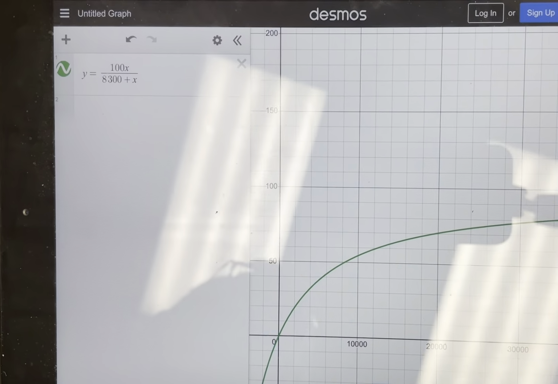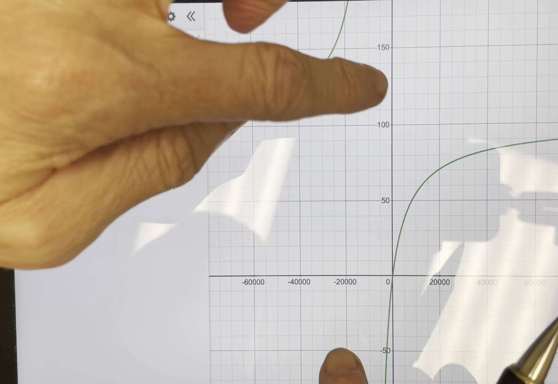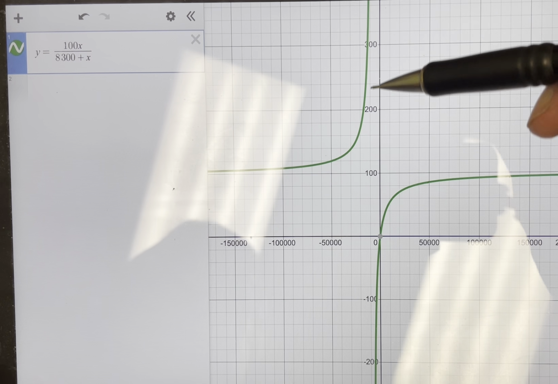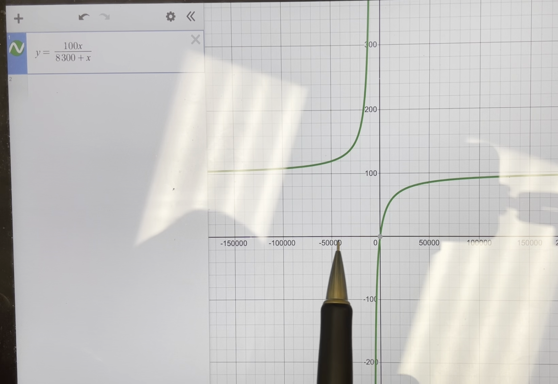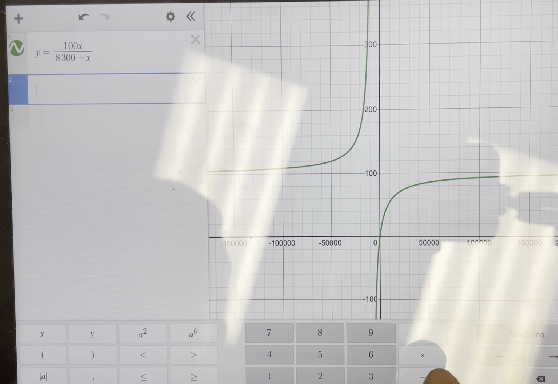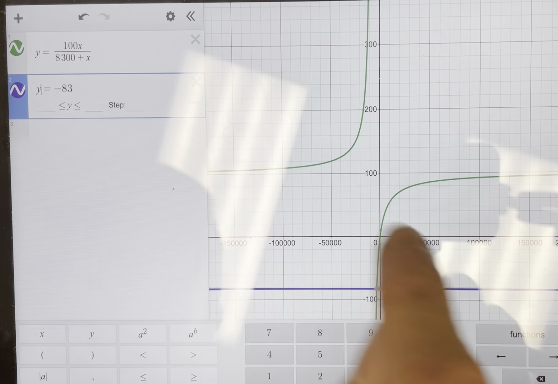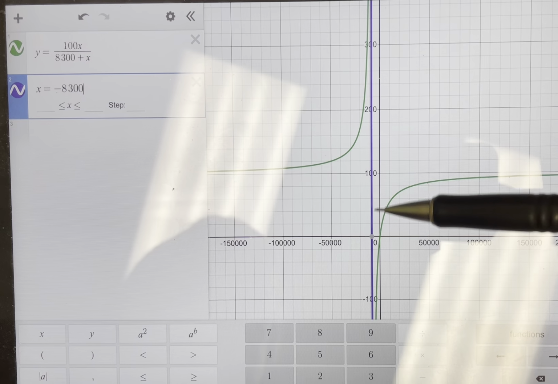Let's see it in the graph. Okay, we know in the graph it's over here, and we can see it right there. There's my vertical asymptote. And notice how much I've zoomed out on my x-axis. We said the vertical asymptote was x equals negative 8,300, not y equals, x equals. And there you can see it fitting right in there beautifully.